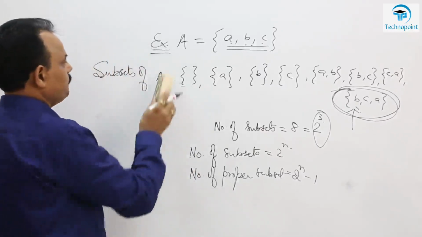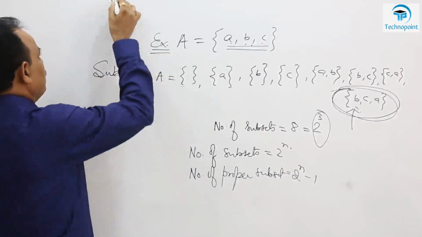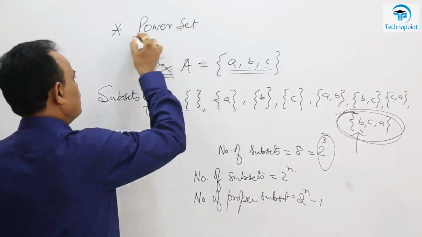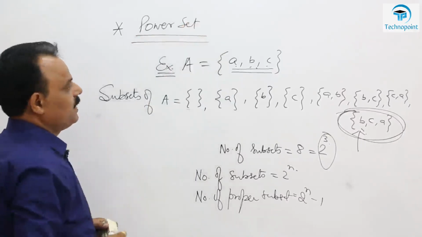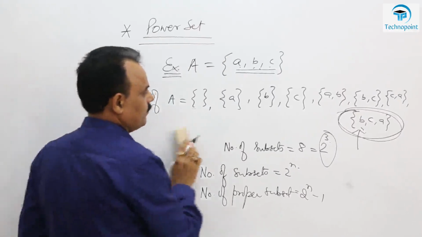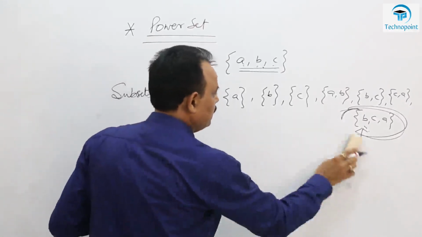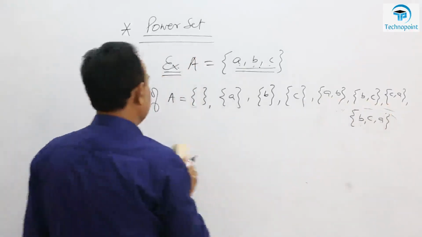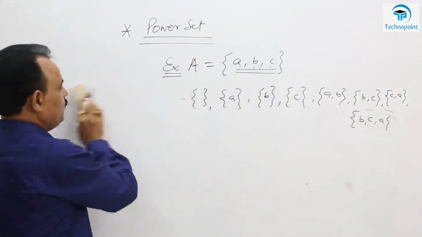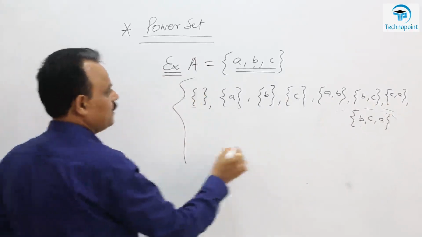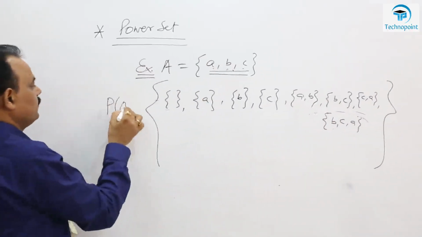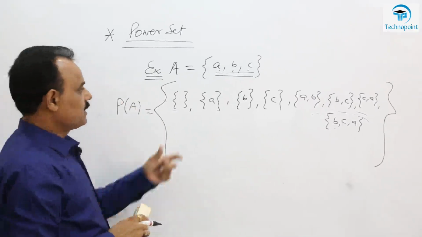And again, one important is power set. So let us discuss power set here itself. Power set is what? Power set is the set of all possible subsets. You have made these subsets, and if you make a set of all these subsets, then this is called power set of A. क्या करते हैं, इसका सबसेट्स बना लिए.